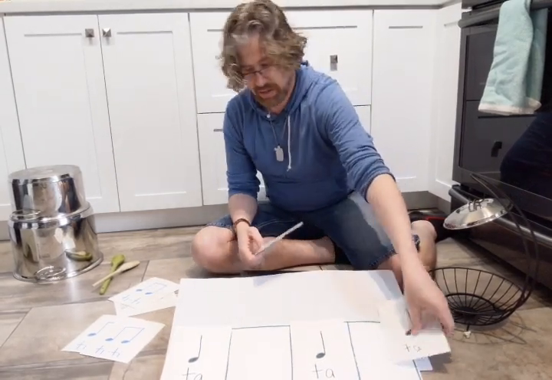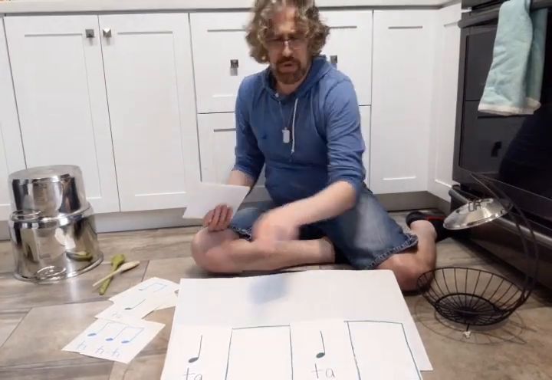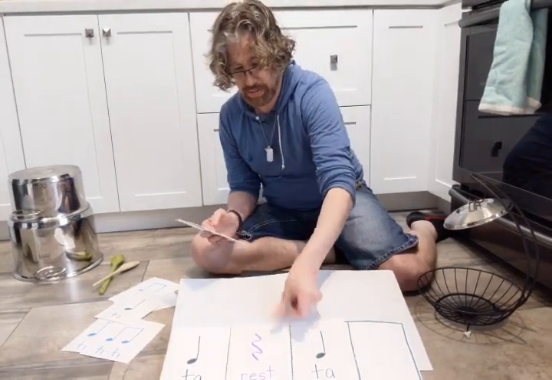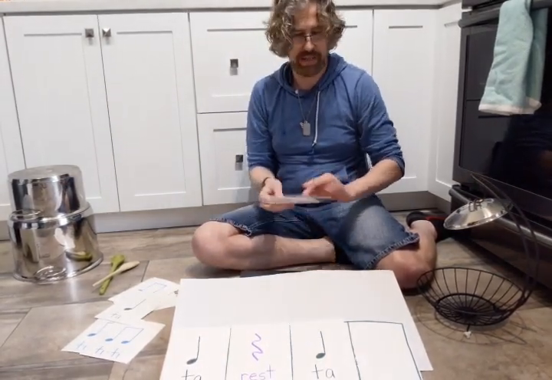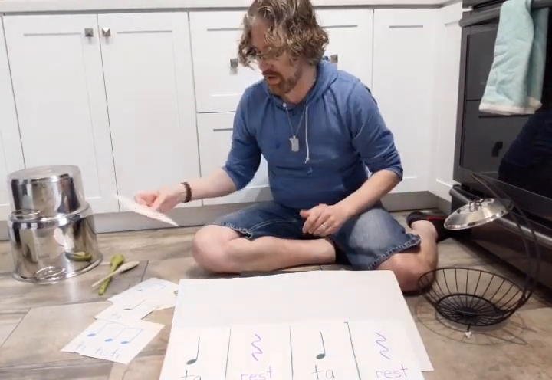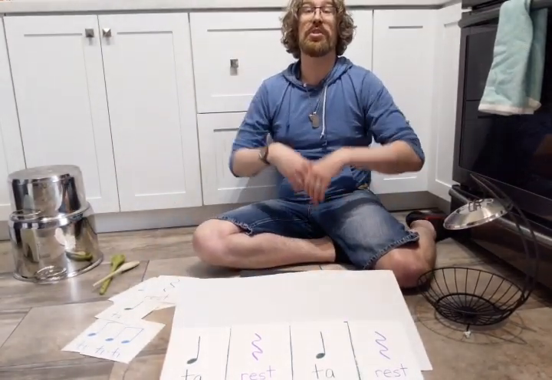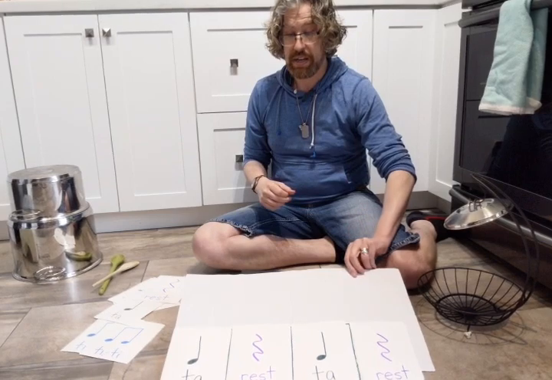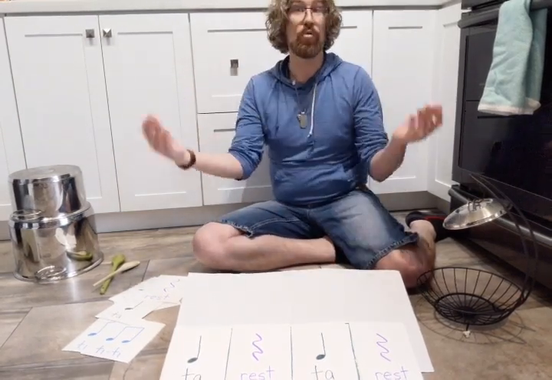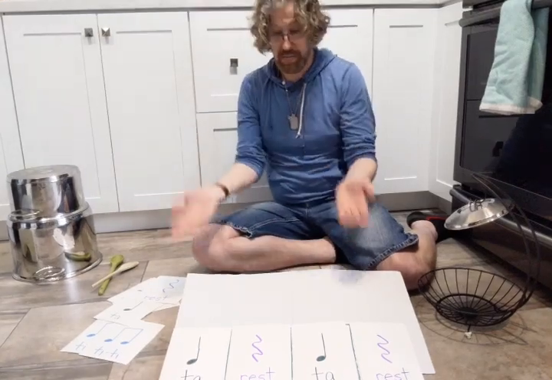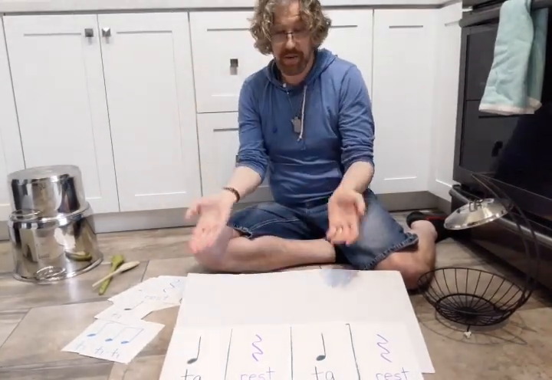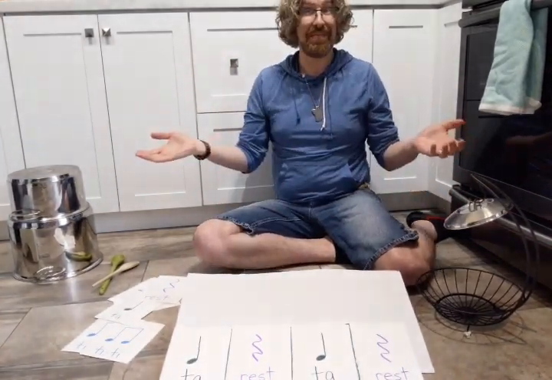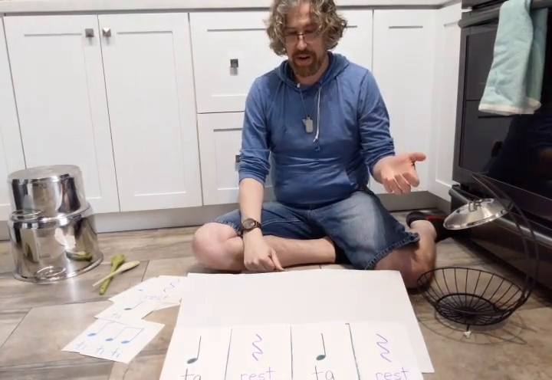So to hear that rest, I'm going to take this one out. And let's keep two of our tas in there, and let's put two rests in there. We're going to put a rest there, and we're going to put a rest there. All right. So when we do a rest, we're just going to put our hands apart so that they are not clapping at all. Ready? One, two, here we go. Ta, rest, ta, rest. Ta, rest, ta, rest. There you go.